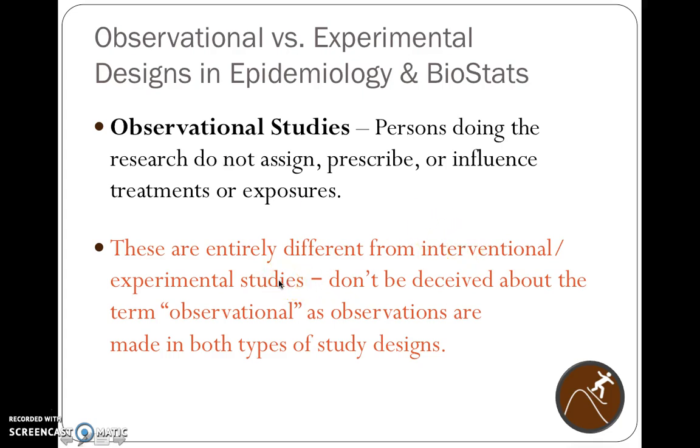where in experimental designs, what people get, whether it be a drug or an education or the opportunity to participate in some fitness program, those are assigned either directly or by chance through some sort of method set up in the study. Those are a lot different than observational studies. But don't be deceived about the term observational, because just because the term observational is used doesn't mean that observations are only used in observational studies. We make observations in both types of studies.